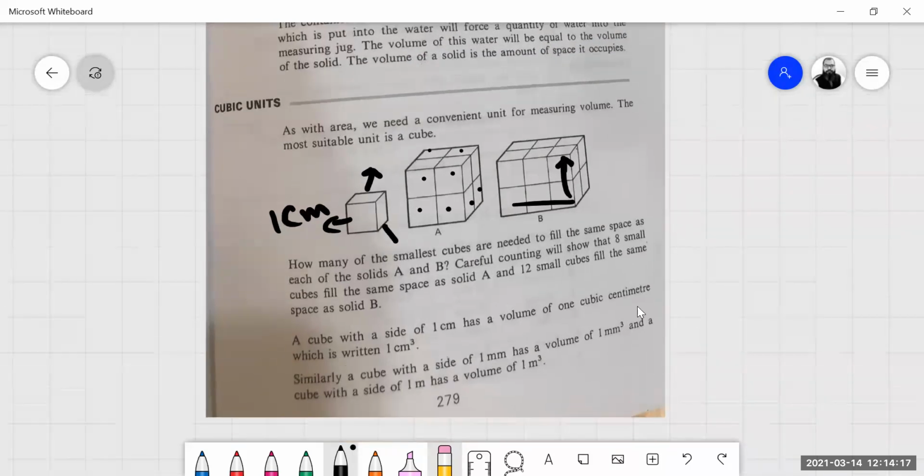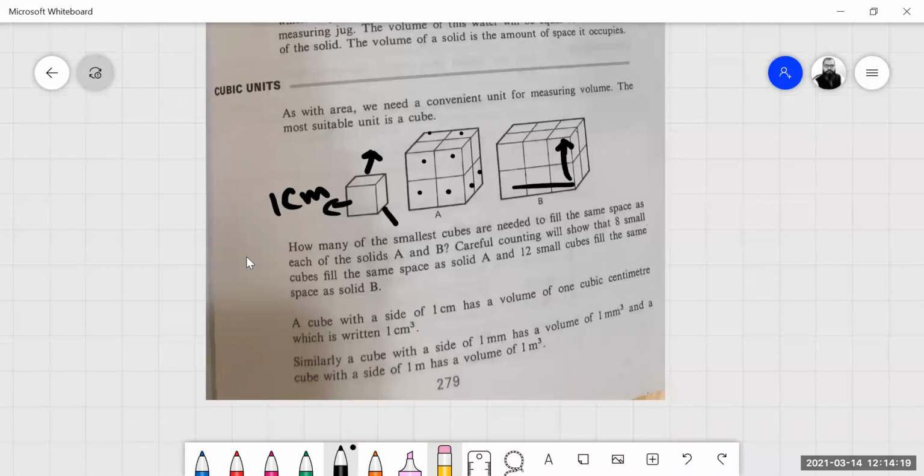Okay, now we will read, then you can understand easily. How many of the smallest cubes are needed to fill the same space as each of the solids A and B? Carefully counting will show that 8 small cubes fill the same space as solid A, and 12 small cubes fill the same space as solid B.